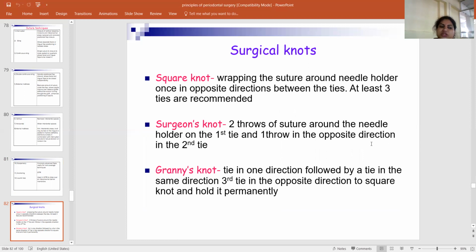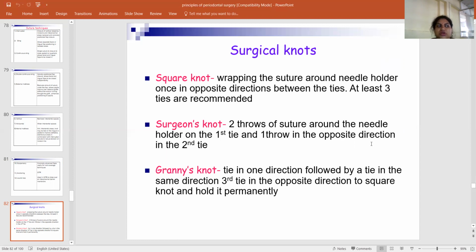Now about the surgical knots. What are the surgical knots? They can be the square knot, surgeon's knot, and granny knot. The square knot is wrapping the suture material around the needle holder once in the opposite direction between the ties, and at least 3 ties are recommended. So you tie a knot, one in a clockwise direction, then one in an anti-clockwise direction.